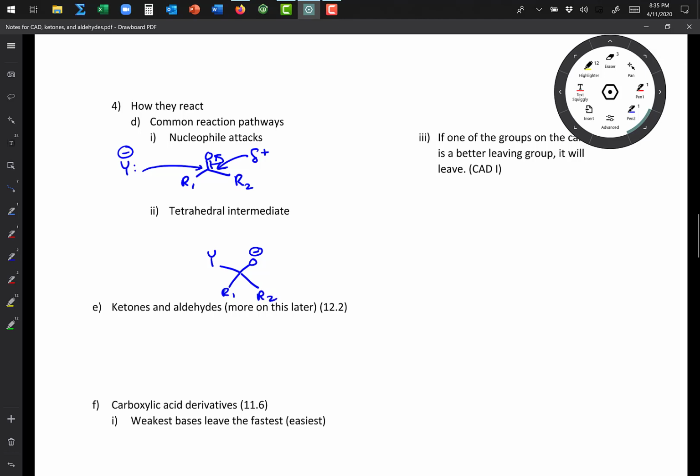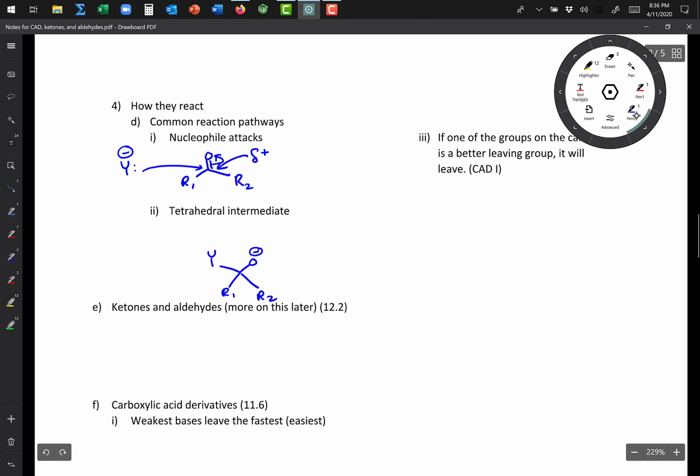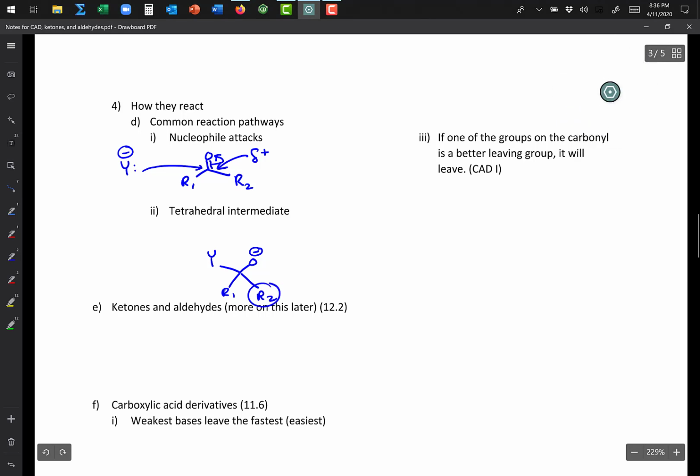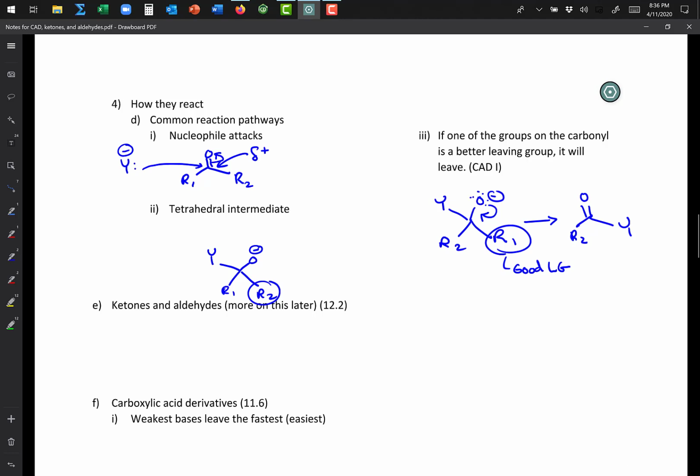Now, if we're talking about carboxylic acids, what ends up happening is that this group can be a leaving group for carboxylic acids. So in this tetrahedral intermediate, I have a negative charge, I have my electrons here, this can come in. And if this is a good leaving group, then what ends up happening is you end up getting something that looks like this. And then R1, whichever is the best leaving group, that's what ends up leaving in the reaction.